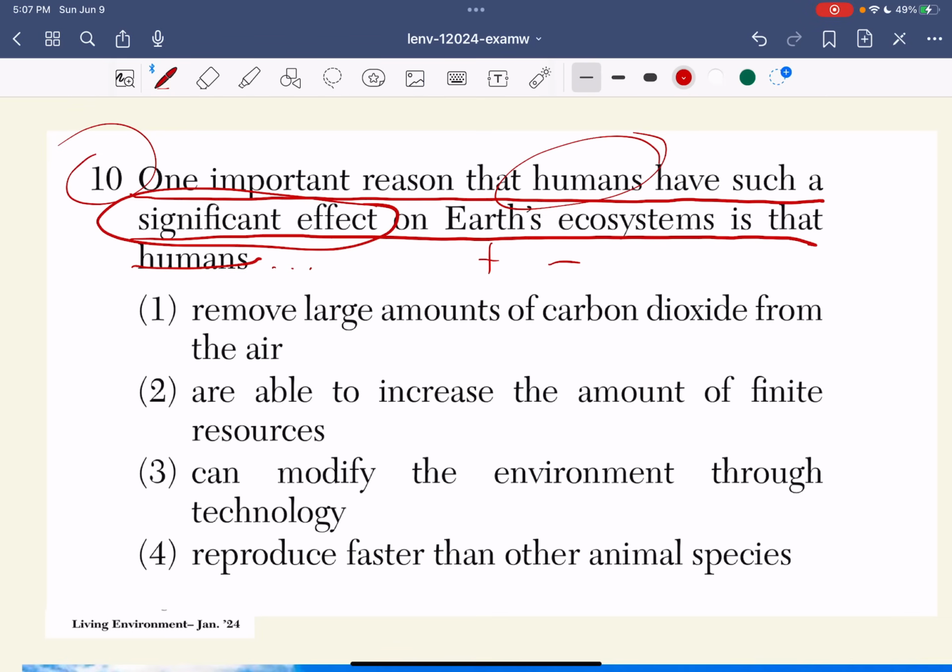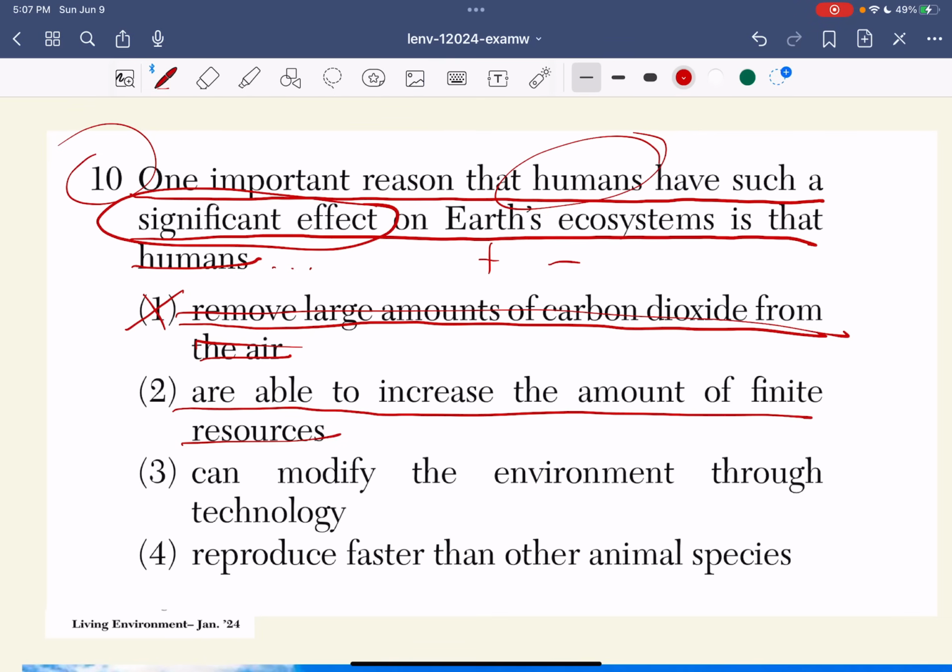ecosystem? Okay. Do we remove large amounts of carbon dioxide from the air? We do not. Living organisms such as trees and algae in the ocean with photosynthesis remove carbon dioxide. We do not do that. Are we able to increase the amount of finite resources? Do you know what finite is? And you know what? I am going to annotate this as an extremely important definition. So this is a very key word.